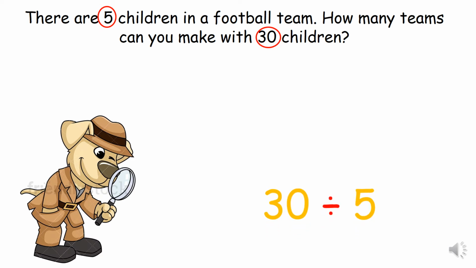My number sentence says 30 divided by 5. Why couldn't it have said 5 divided by 30? That's right, because 5 is the smaller number, 30 is the larger number. So 30 needs to be at the beginning of that number sentence. So it's asking us that we have 30 children in total and 5 children are in a team. So we are dividing today. We're working out how many groups we can make.